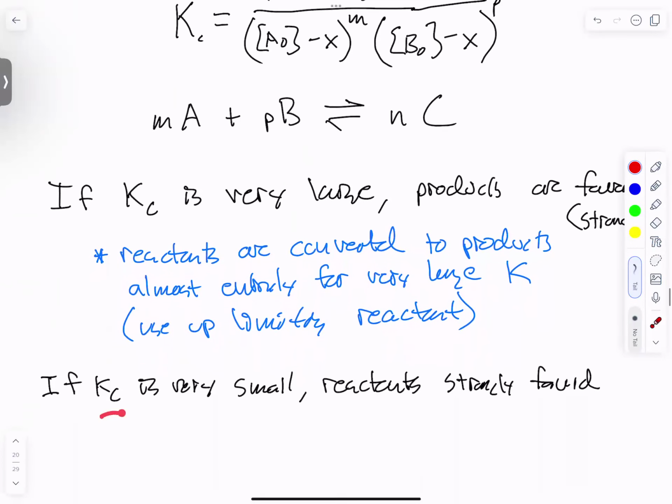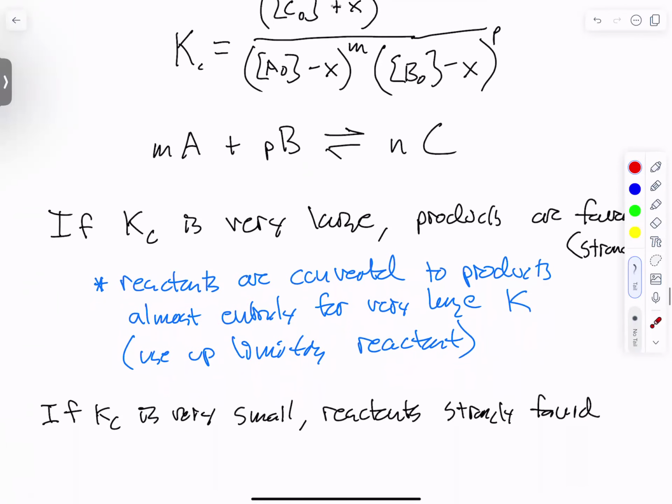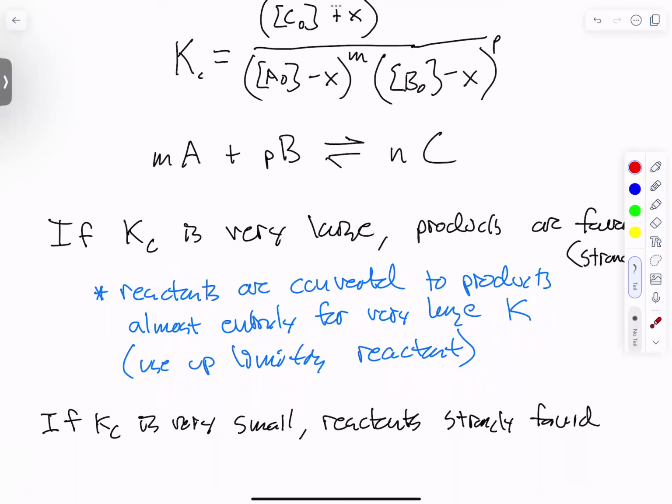Conversely, if Kc is very small, then reactants are going to be strongly favored. And we can say that, to a first approximation, we're going to have all reactants, and then we're just going to lose some small amount of reactants. We can use either of these scenarios to make simplifying assumptions that will allow us to solve these ICE table problems very quickly, and oftentimes without needing to do very much algebra. Namely, avoid the quadratic equation.